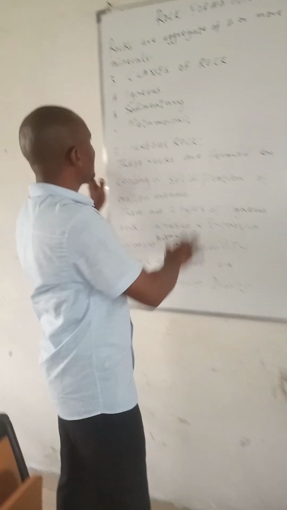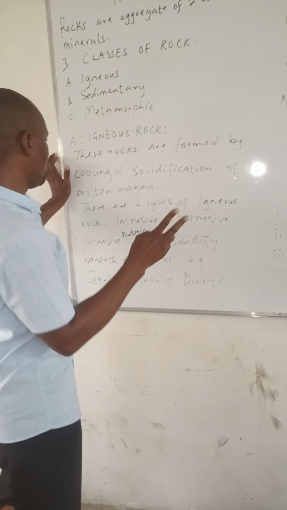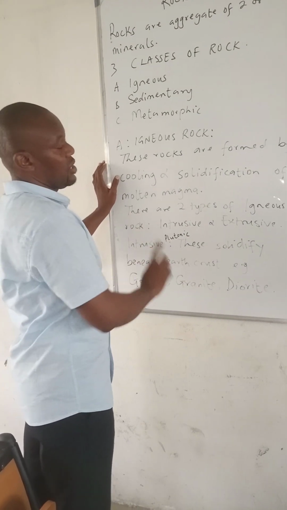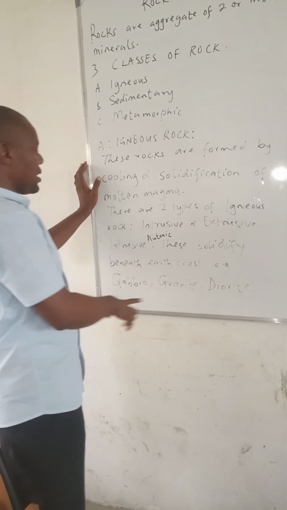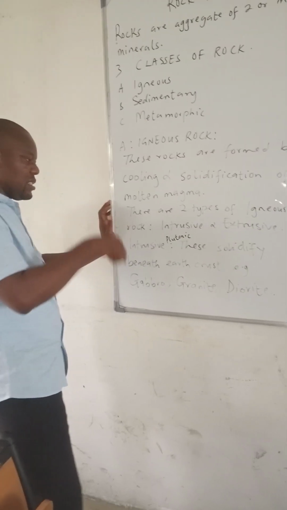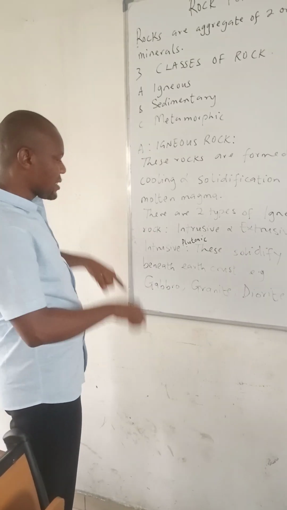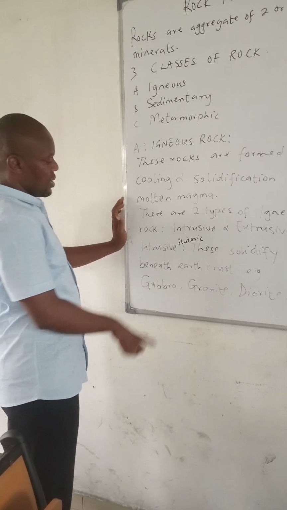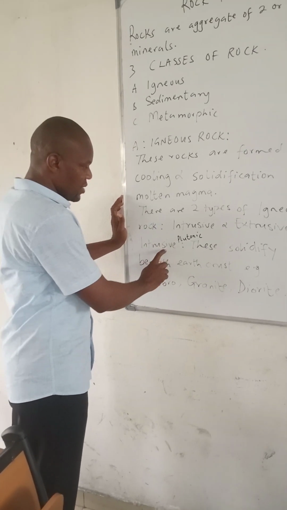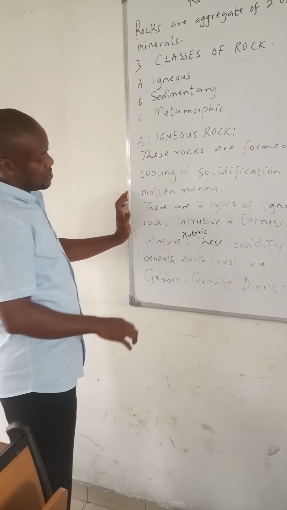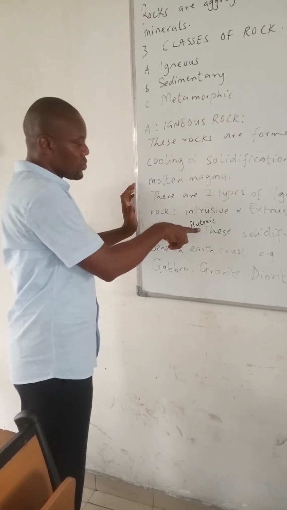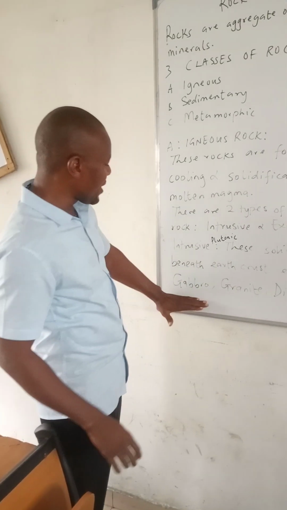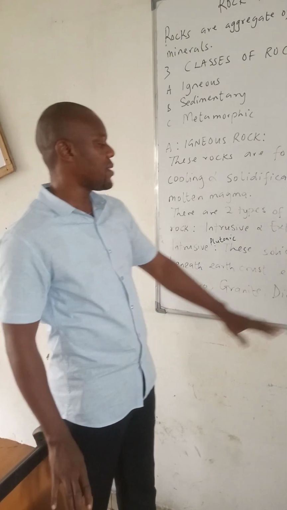Now, we have that igneous rock. We have two major types: the intrusive igneous rock and extrusive. Intrusive means they solidify inside the earth surface, beneath the earth surface. We call them intrusive or plutonic rocks. They are solidified beneath the earth crust. Examples: we have the gabbro, we have the granite, we have the diorite.